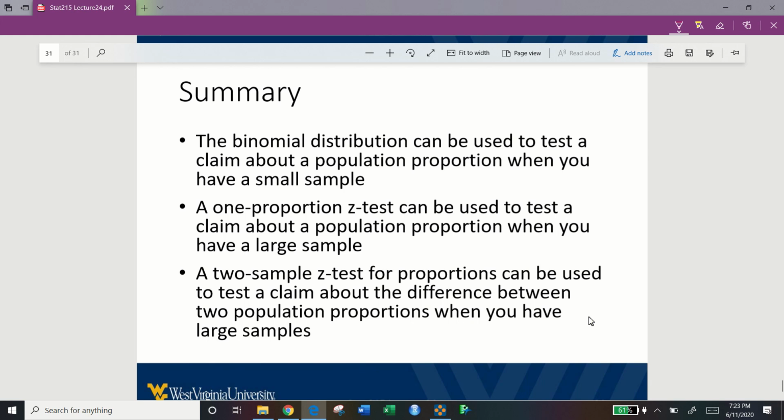All right, this brings us to the end of the lecture. Let's just do a quick summary. The binomial distribution can be used to test a claim about a population proportion when you have a small sample. A 1 proportion z-test can be used to test a claim about a population proportion when you have a large sample. A 2-sample z-test for proportions can be used to test a claim about the difference between 2 population proportions when you have large samples.